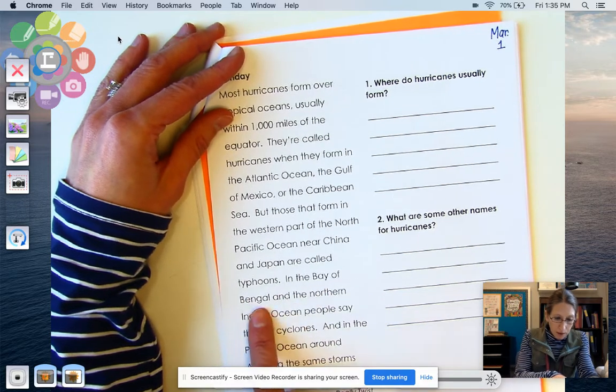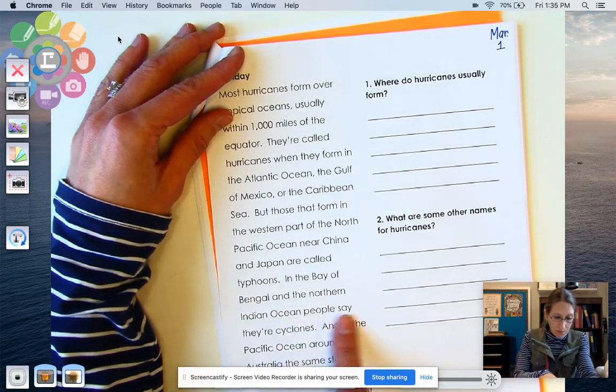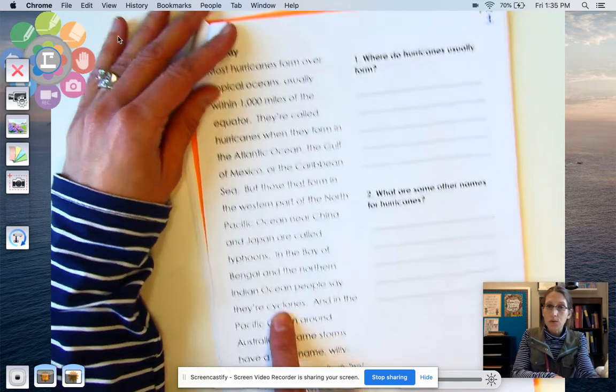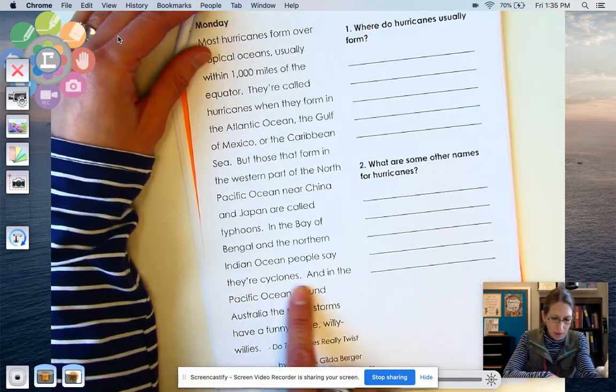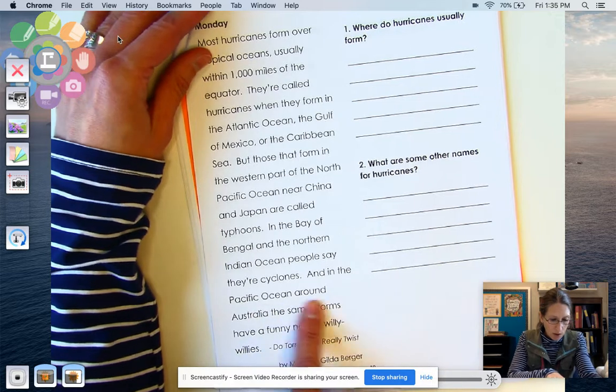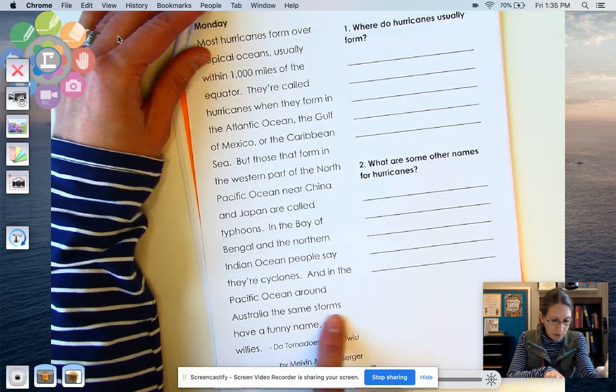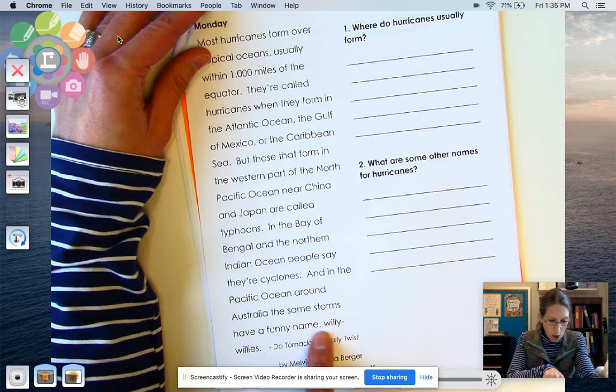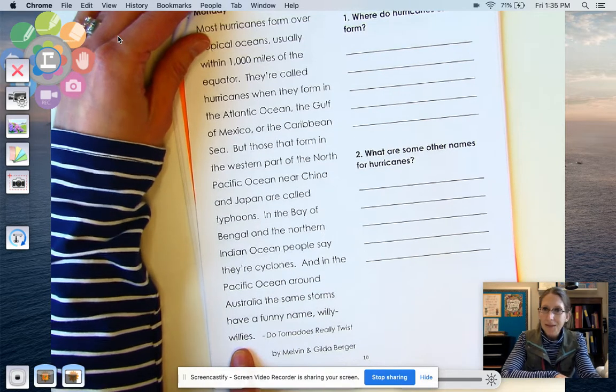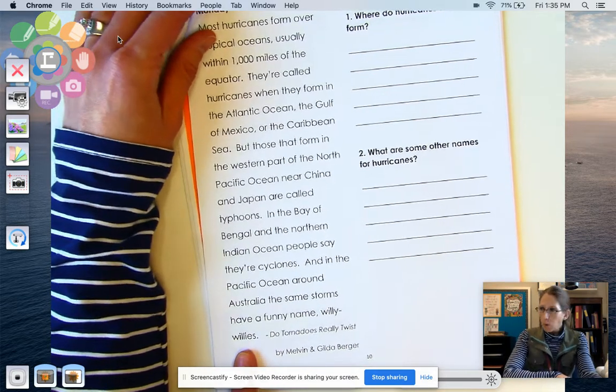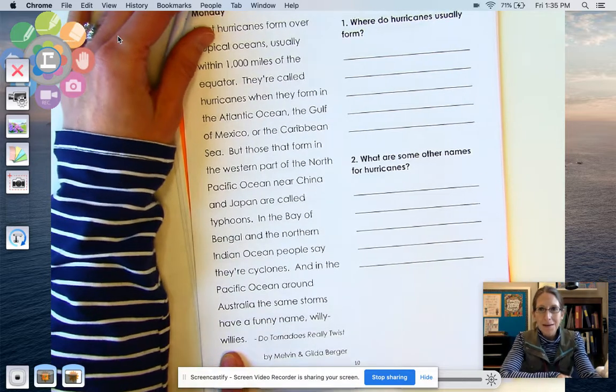In the Bay of Bengal and the northern Indian Ocean, people say they're cyclones. So another name for hurricanes. And in the Pacific Ocean around Australia, the same storms have a funny name: Willy Willies. That's a fun name. Oh, there's a Willy Willy out in the ocean.